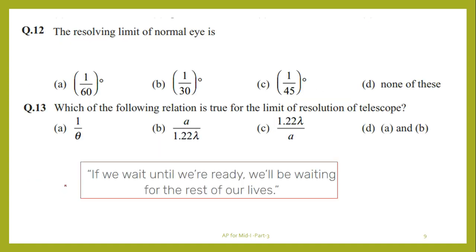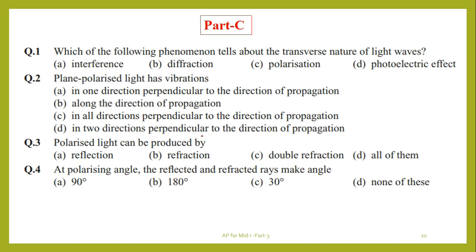Then the resolving limit of the normal eye is 1 by 60 degrees. Then which of the following relations is true for the limit of resolution of a telescope, by 1.2? Then which one of the following phenomena tells about the transverse nature of light waves: interference, diffraction, polarization, photoelectric effect? We already know interference, diffraction and polarization tell the wave nature of light, and in that also whether they are transverse or longitudinal, interference and diffraction cannot tell, only polarization will explain that.